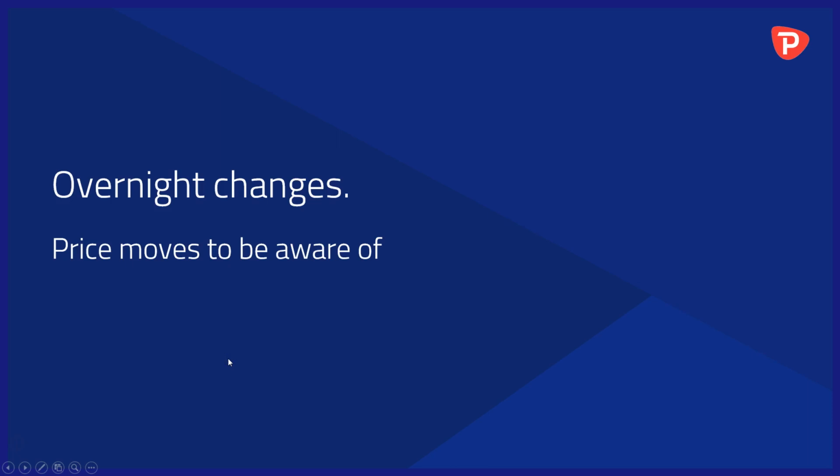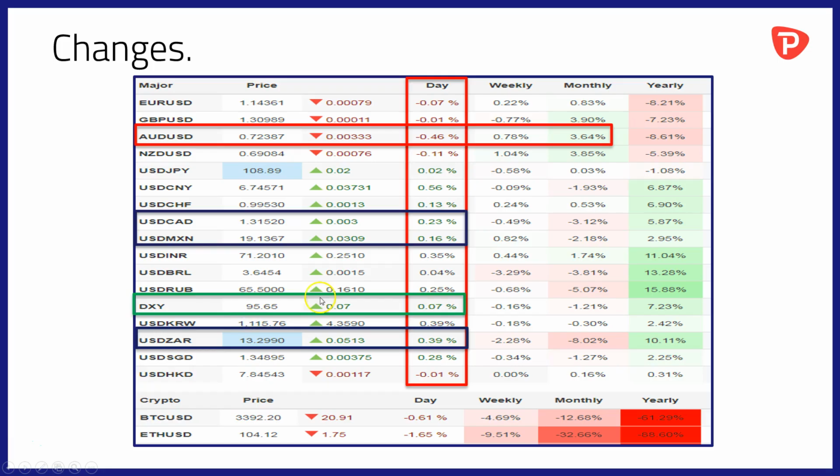Okay, let's kick off as ever with a look at the overnight changes and price moves to be aware of. One or two points of interest here. First of all, a sharp reversal in fortune for the Australian dollar against the US dollar, the Aussie falling by around 0.46%, but bear in mind that that's part of a wider trend, and in fact on a monthly basis the Australian dollar is still looking very strong.